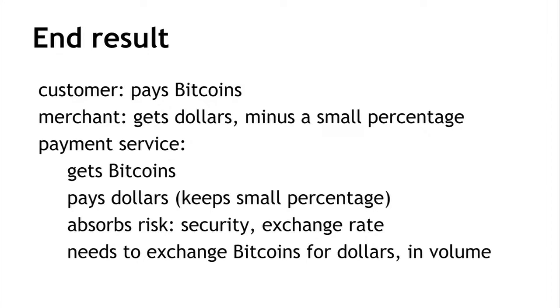And the payment service absorbs all of the risks involved in this process. It absorbs the security risk, so it has to have good management of the Bitcoins, of its cold storage and all of that. It absorbs the exchange rate risk because it's receiving Bitcoins and paying out dollars. If the price of dollars against Bitcoins fluctuates wildly, the payment service might be unhappy. Then again, if it fluctuates wildly in the other direction, the payment service might be happy. But that risk, that uncertainty, is part of, and absorbing it is part of what the payment service does.